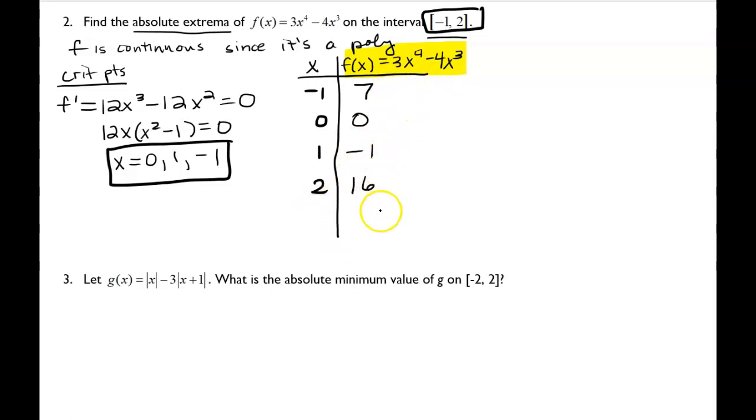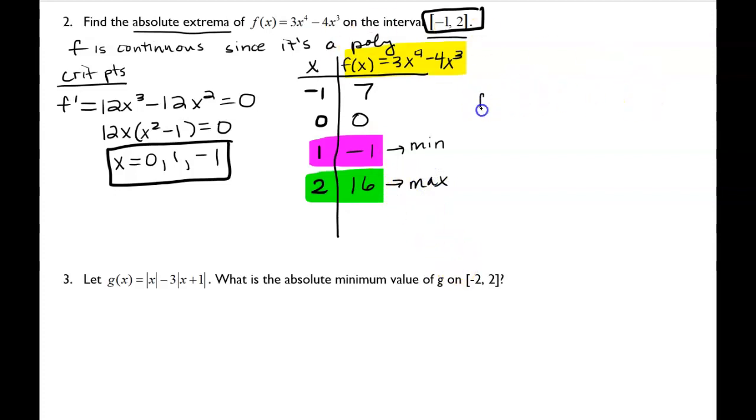So now I still need to analyze this table. I'm looking for my maximum value and my minimum value. My maximum value is here, 16. I'm looking for the biggest y value, by the way. And my smallest y value is here at -1. Now pay attention to what the question is asking you for. This says find the absolute extrema. I feel like it's a little vague about whether it's asking the x value or the y value. So I could just say this is my min, this is my max, but we probably want to say a little bit more than that.